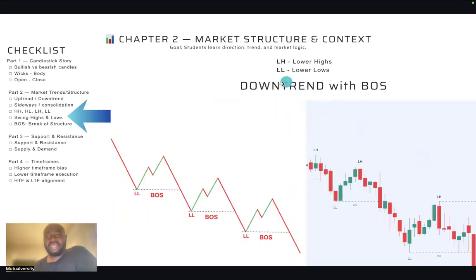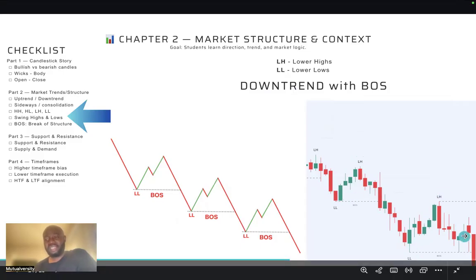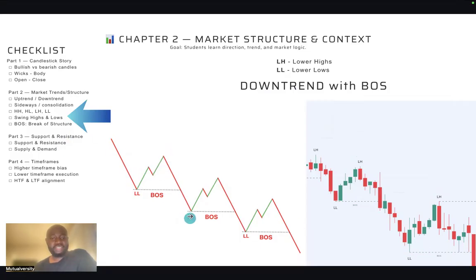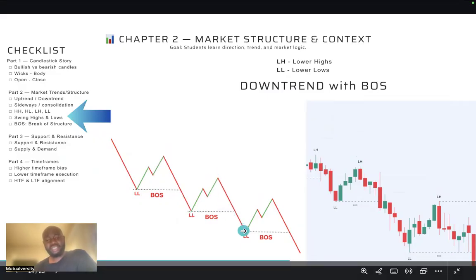In a downtrend, we only have lower highs and lower lows, and we always have break of structures as well. It created a lower low, lower high, and then it breaks the structure. Lower low, lower high, break of structure, creates a new lower low. Then it creates a lower high and breaks that lower low. Then it creates a new lower low, a new lower high, and breaks the structure of the previous lower low or swing low.